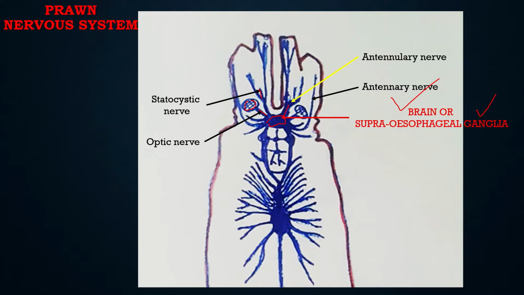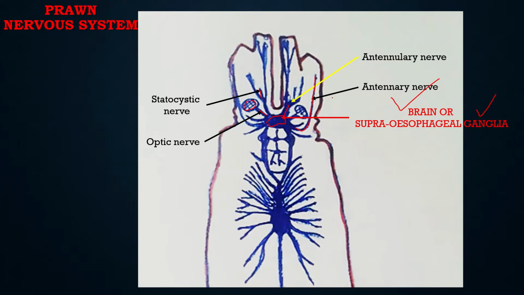Again there is a branch called the antennary nerve. These antennary nerves are a pair of nerves which arise from the brain of the prawn and connect with the antenna. And a fifth nerve arises directly from the brain, called the tegmental nerve, which connects with the labrum.